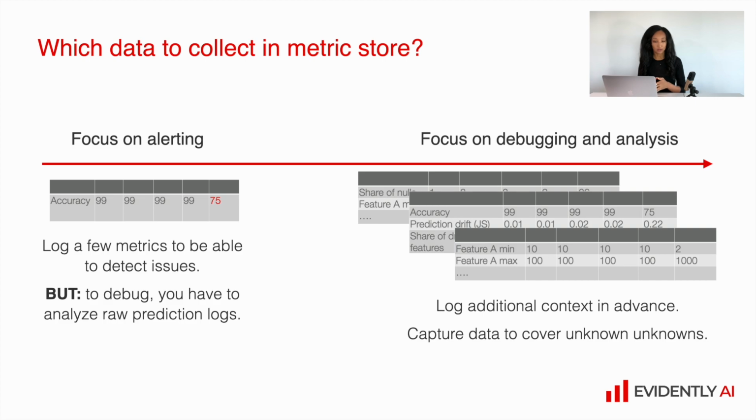In case your goal is alerting, you can log quite a few metrics to be able to detect an issue. Right? In this case, all your metrics will be a source for alerting. In case you focus not only on alerting but also on debugging and analysis, it makes sense to log some additional context so that you can cover more potential problems. In this case, you might log not only main metrics but also some additional metrics and even some descriptive statistics. It will help you to capture some data to cover unknown unknowns potentially.